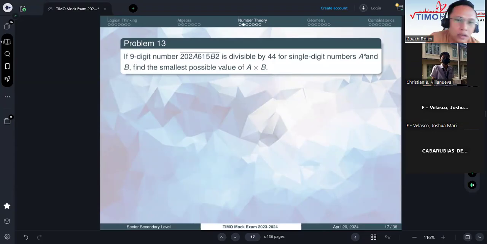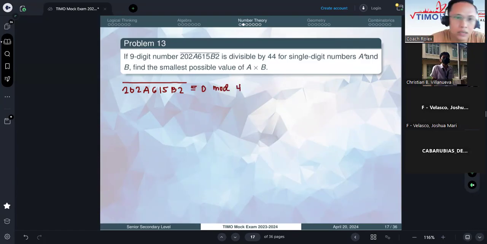So again, if the 9-digit number we have here is divisible by 44, for single-digit numbers A and B, find the smallest possible value of A times B. Now, if a number is divisible by 44, then it is divisible by 4 and divisible by 11. So we separate this. Our number 2002A615B2 is equivalent to 0 modulo 4. We'll start with 4.